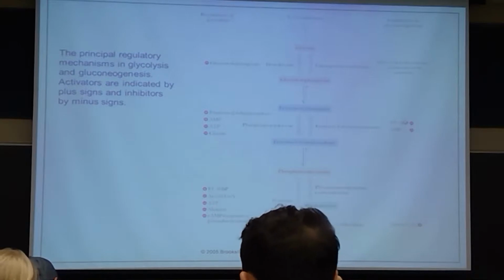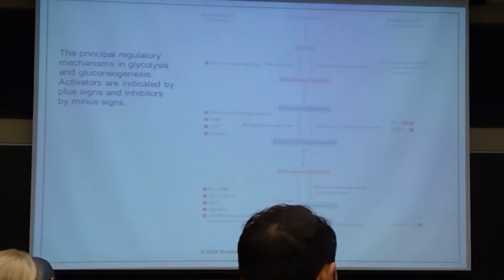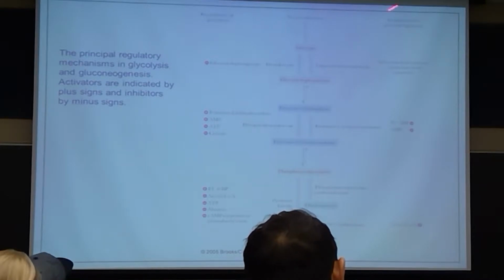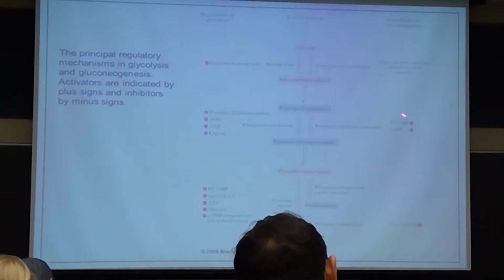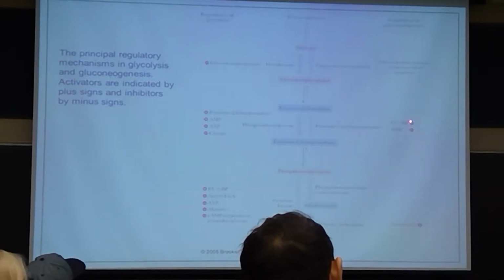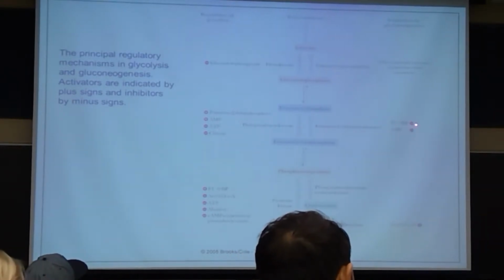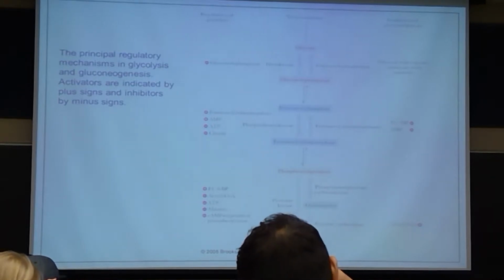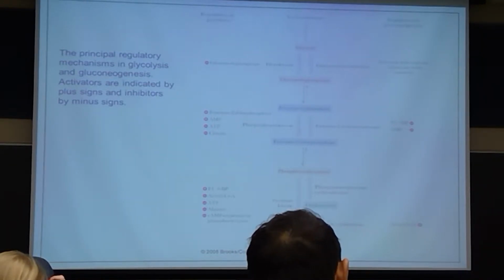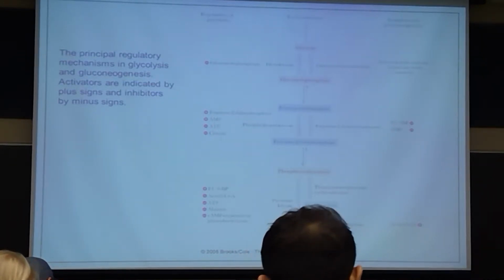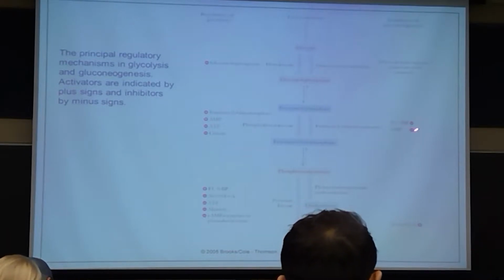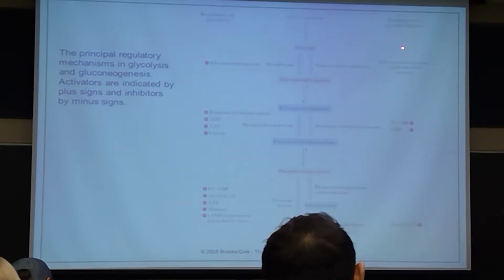This is a kind of regulation of gluconeogenesis. Fructose 2,6-bisphosphate, negative regulator. Why? Why does fructose 2,6-bisphosphate negatively regulate or inhibit gluconeogenesis?